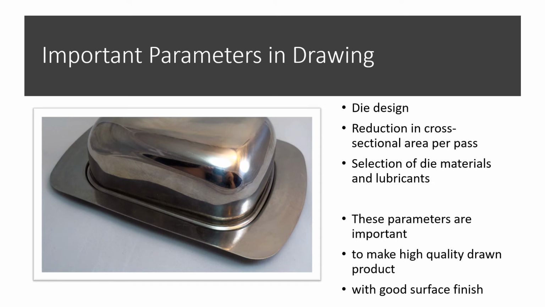Again, we come to important parameters in drawing. So the same thing, die design. We're seeing this again and again. So you ought to know by now, reduction of cross-sectional area per pass, of course, selection of die material, and lubricants. Lubricants are important because we're dealing with machines. These parameters are important.